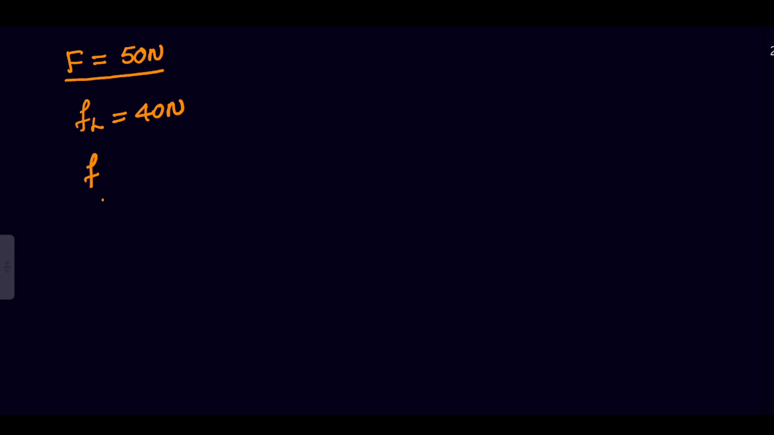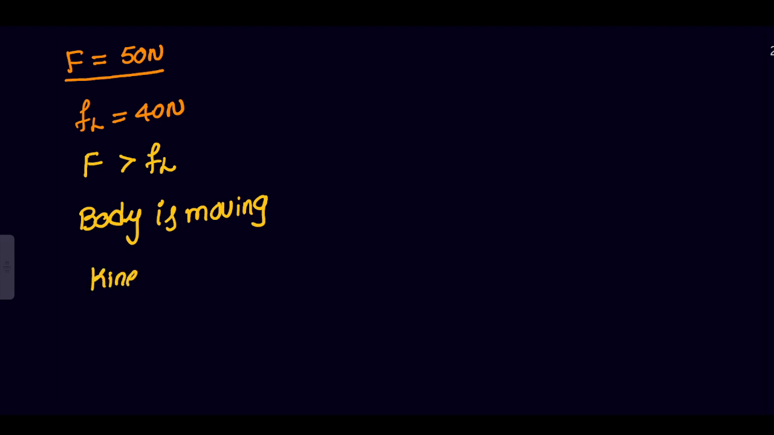So applied force is more than the limiting friction. Then what happened to the body? Applied force is more than the limiting friction, so the body is moving. If the body is moving, what type of friction will it have? Kinetic friction. Now we need to find the kinetic friction. So kinetic friction Fk is equal to what? How much is this value? 30 newtons, no? Fk is equal to mu k into N.